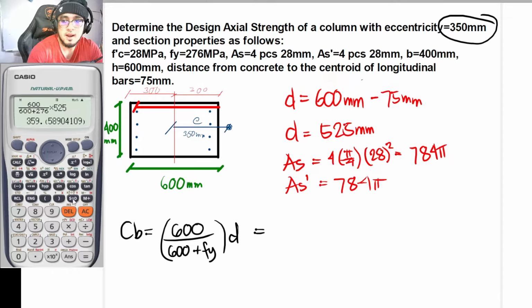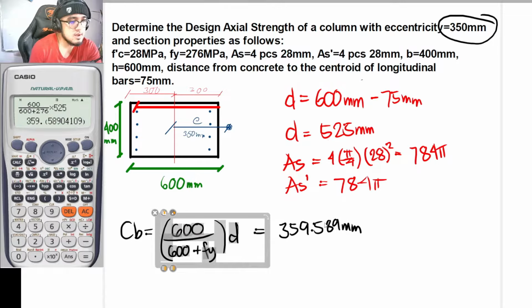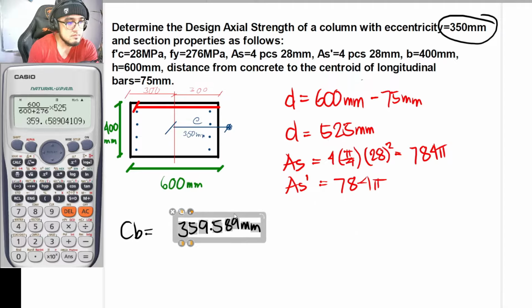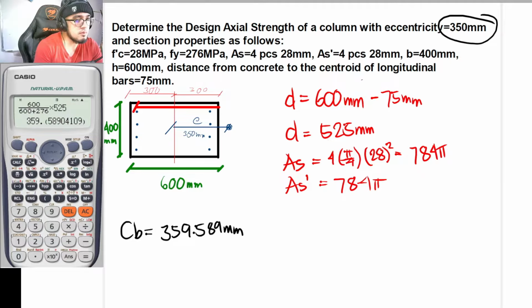So our C balance is now to be equal to 359.589 millimeters. So do not forget about this. So this is to be our C balanced. Okay, so before proceeding with the solution for your P and B and your M and B, let us first check if your compression rebars would yield, because we are already sure that your tension bars would yield because this is the balanced condition. But let us check if your compression bars would yield.